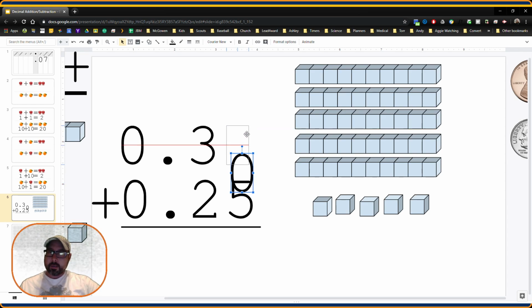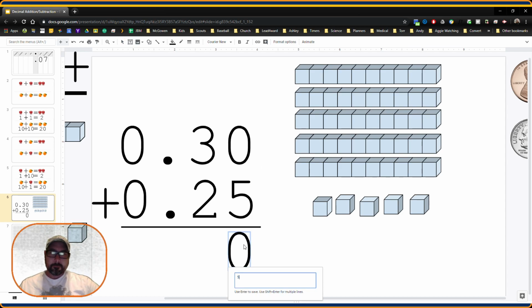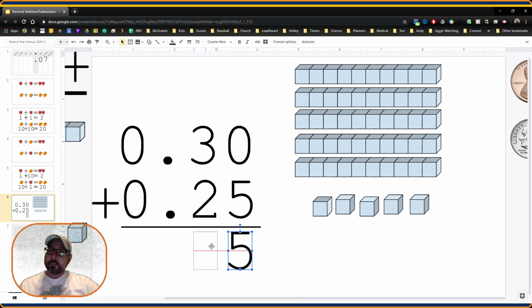And I'm allowed to do that because that's just saying I have 0 hundredths, which is true. When I started out, there were 0 hundredths. There were only 3 tenths. Doesn't change the value. And now I can add like normal. Okay, 0 plus 5 is 5. 0 hundredths plus 5 hundredths is 5. That's my 5 hundredths down here. 3 tenths plus 2 tenths is 5 tenths. That's what I have up here.